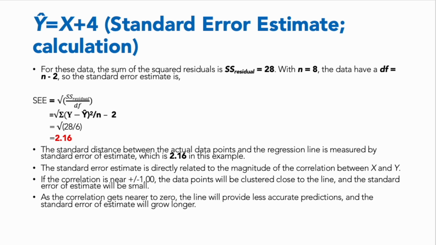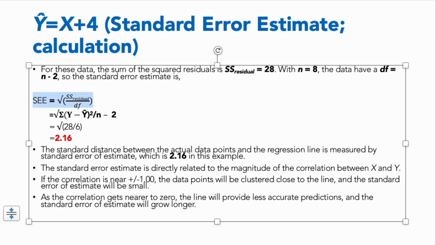Now let's calculate the standard error estimate for the equation y equals x plus 4. Here the SS residual is 28 and our sample is 8. So n minus 2, our degrees of freedom, is going to be 6. So this is our equation, square root of SS residual divided by degrees of freedom, that is square root of 28 divided by 6. So the answer is 2.16. So the standard distance between the actual data points and the regression line is measured by this, which is 2.16 in this example.